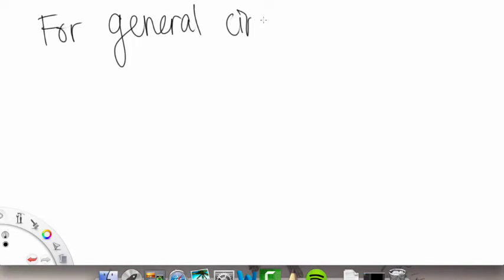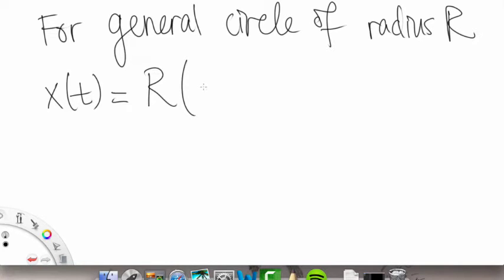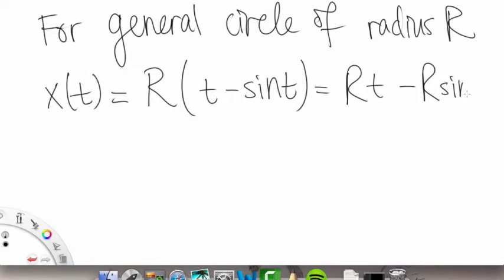So for a general circle of radius capital R, what our parametric equations are going to look like is x of t is going to equal R times whatever it was for the unit circle. So that was t minus sine of t. So this is R times t minus R sine of t.